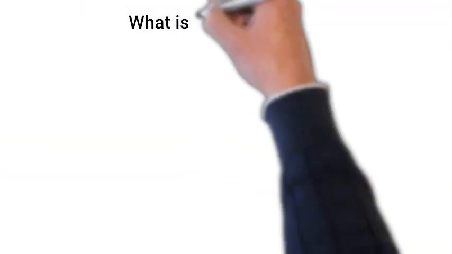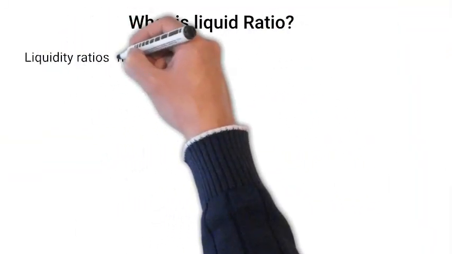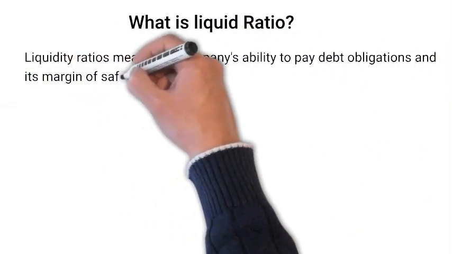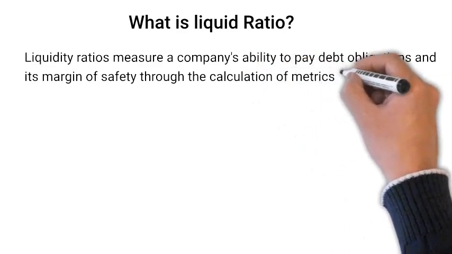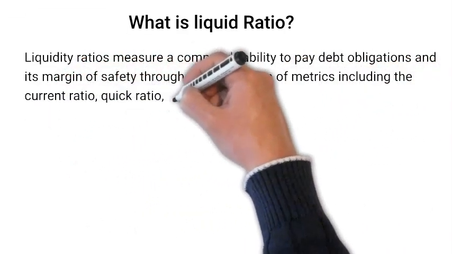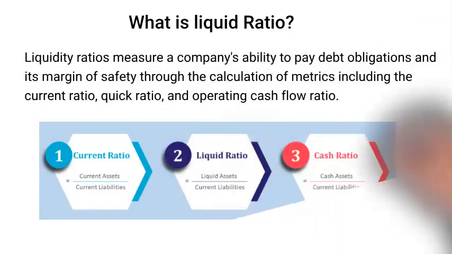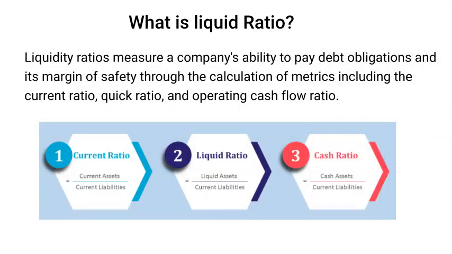Now let's understand what is liquidity ratio. Liquidity ratio measures a company's ability to pay debt obligations and its margin of safety through the calculation of metrics including the current ratio, quick ratio, and operating cash flow ratio.